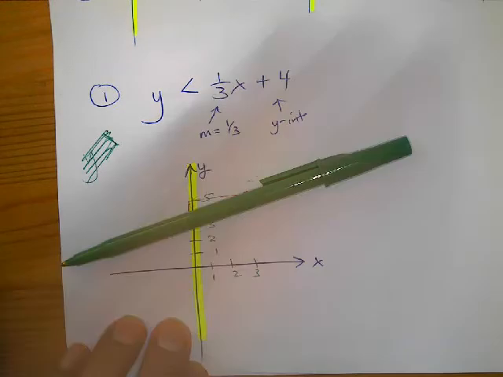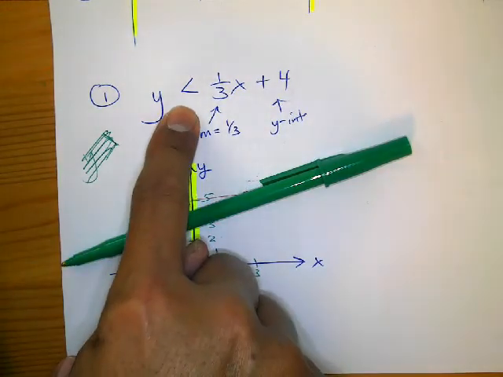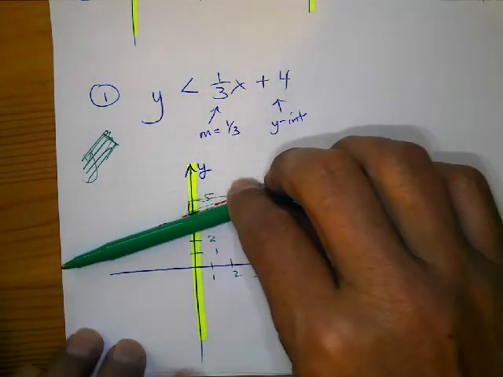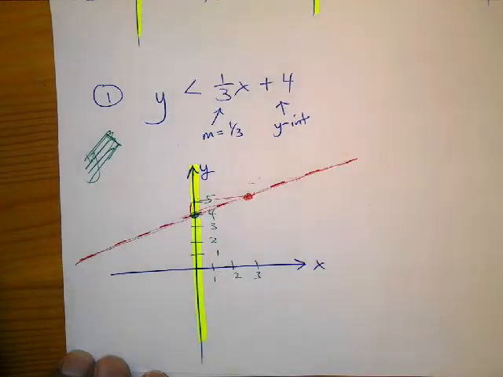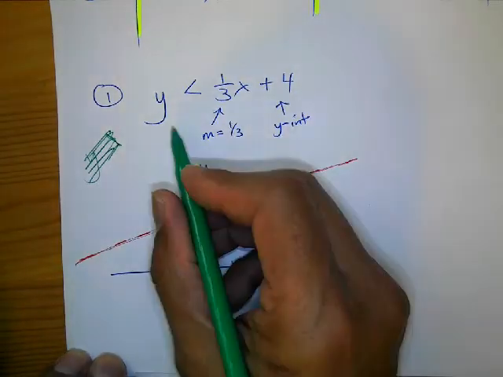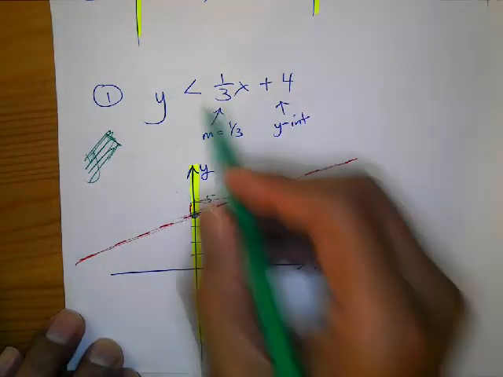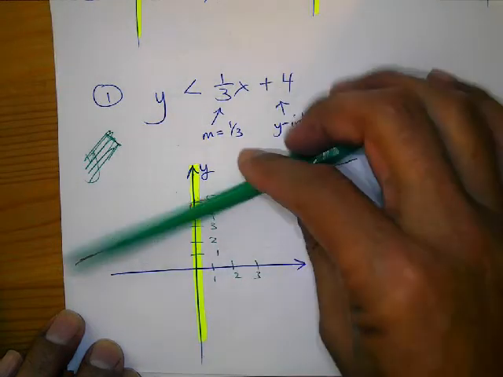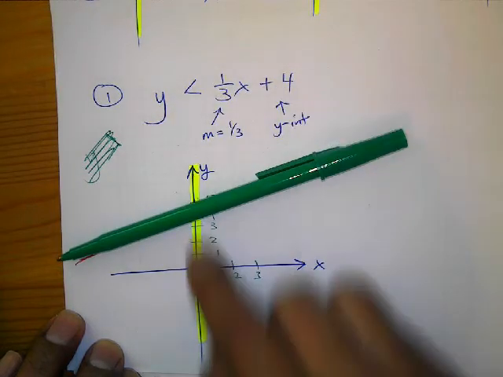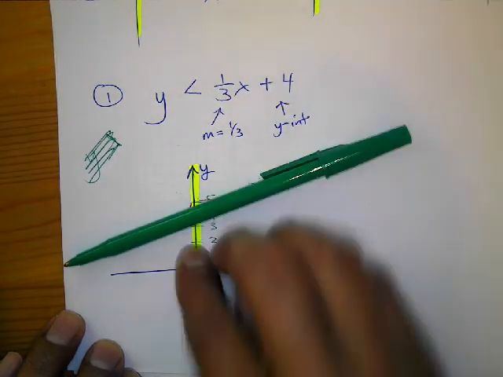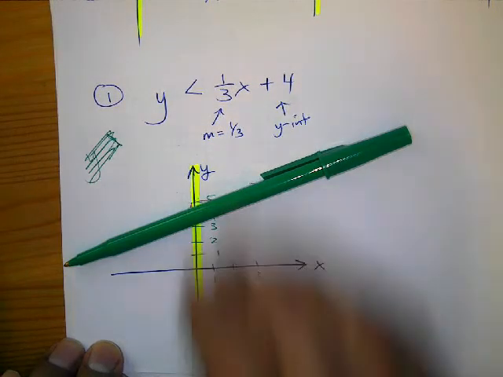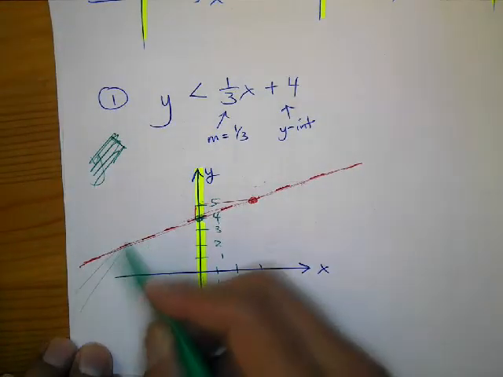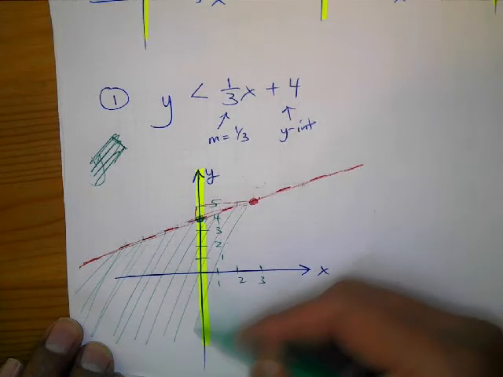So obviously above will always be greater. All the values that are greater than where this line is are going to be above it. When it's less, that means the values of y that are less are going to be the bottom part that you're going to shade. So here it's saying I want the values of y that are less, right? So it's going to be the bottom half that you're going to shade.